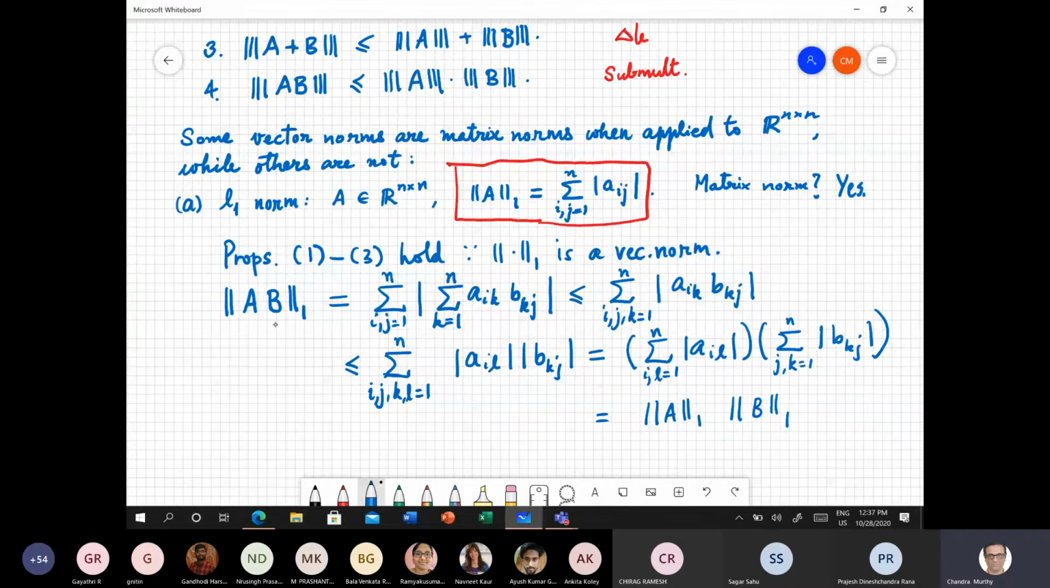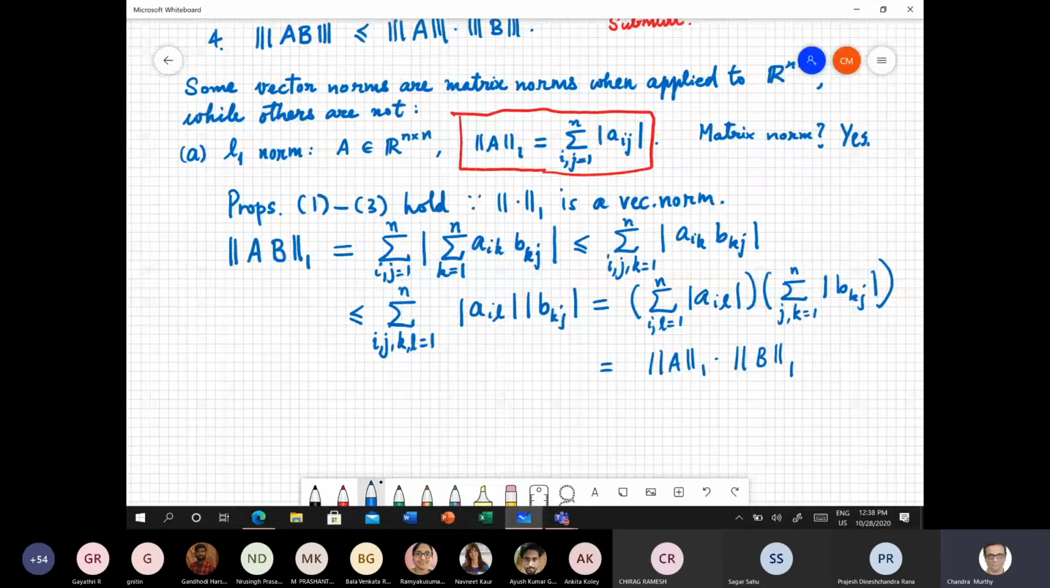And thus the L1 norm of AB is less than or equal to the L1 norm of A times the L1 norm of B. So it satisfies submultiplicativity, and hence this L1 norm as defined here is indeed a matrix norm. Okay, so we can go to the next possibility. We did L1, now we can look at L2.